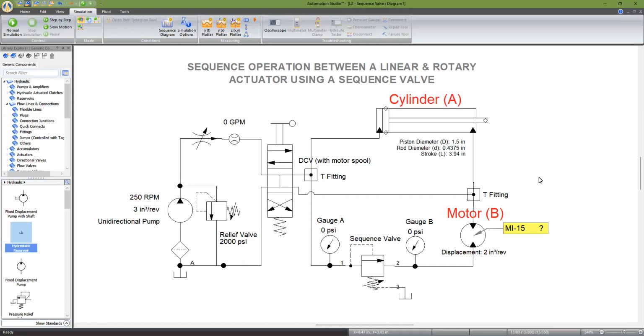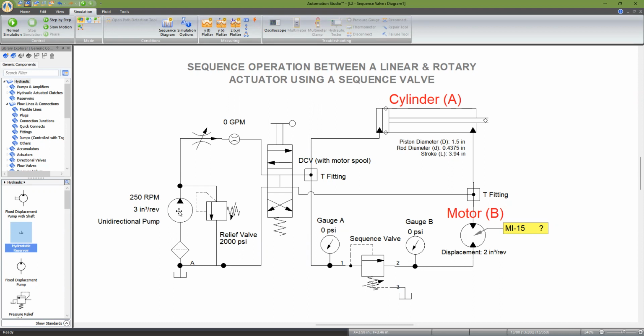Hello again, everybody. So today we are watching a video that demonstrates how to create a sequence operation between a linear and a rotary actuator using a sequence valve. So this is our HPU.